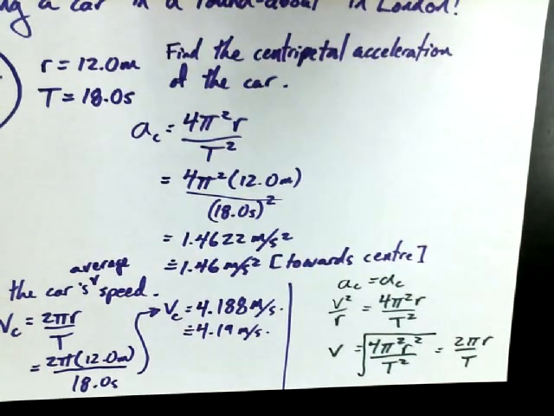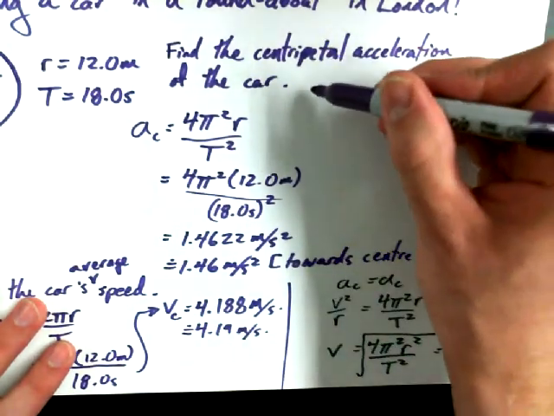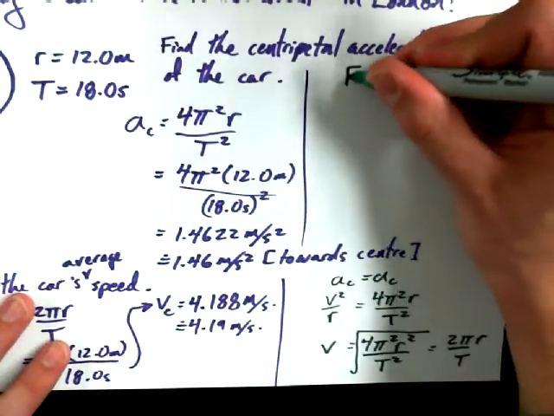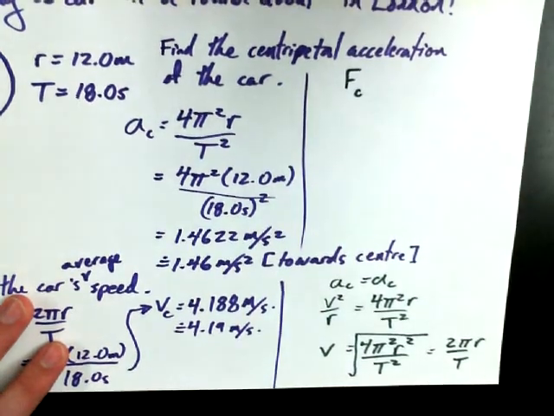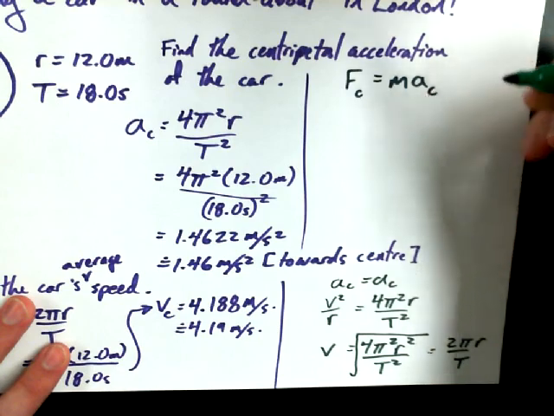Can I tell you one more thing about this? Do you want to know the equation for centripetal force? Yeah, you should write this down. I'm going to put it in my margin, but you really should write this down. You ready for it? FC is equal to mass times centripetal acceleration.